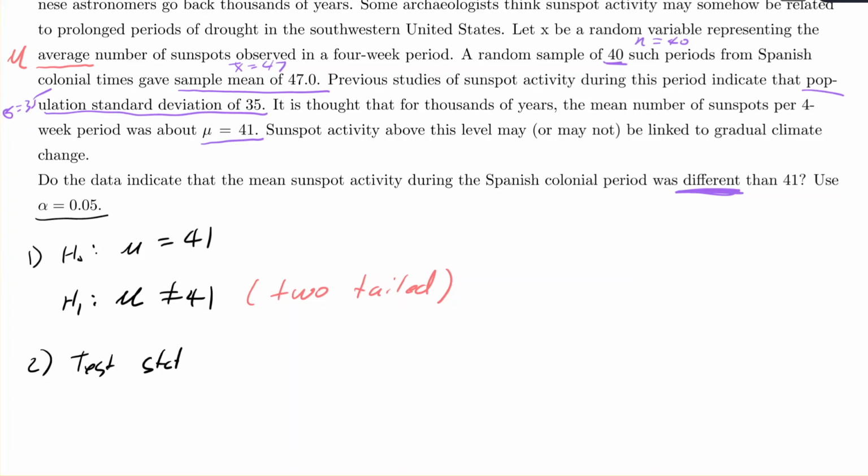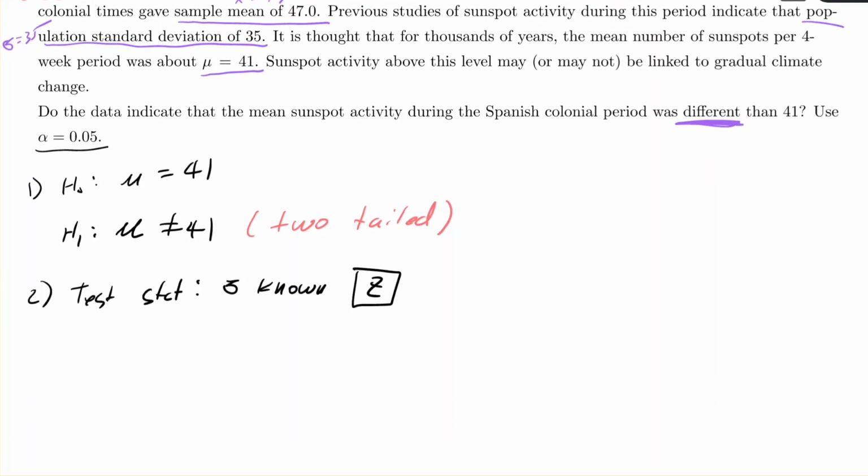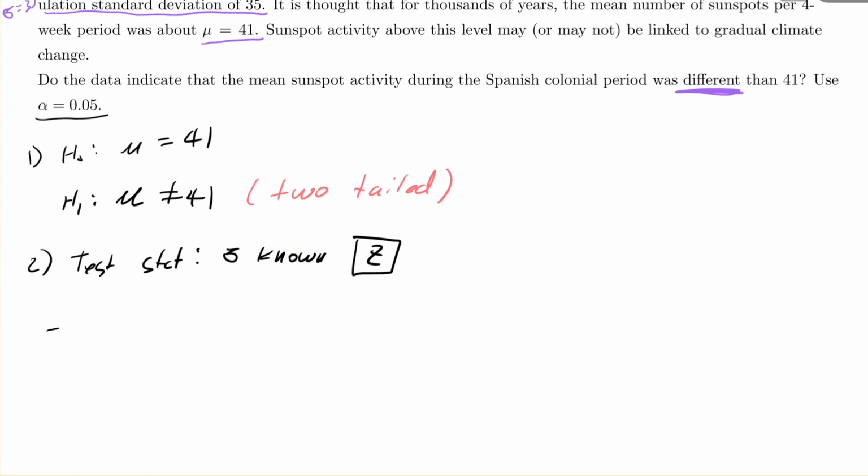Remember, for the test stat, it's very important to identify if it's Z or T. Since the population standard deviation is known, we use Z. Otherwise, we have to use T, which we'll look at later, but for now we use Z. So the formula for Z is sample mean minus population mean divided by population standard deviation over square root of n.